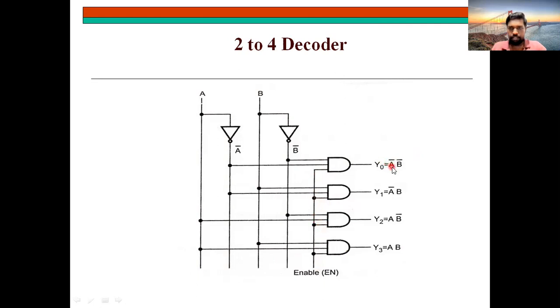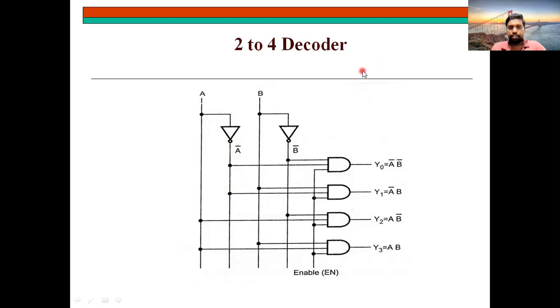Okay. So for A bar, B bar, start from A bar, put a line, start from B bar, put a line, and this is the enable line. Total 3 inputs. Draw an AND gate, right, here y0, like that y1, y2, and y3. Don't forget to link the enable input commonly for each and every AND gate. Why? Because unless enable is taken, you won't get these outputs. So this is the logic diagram.